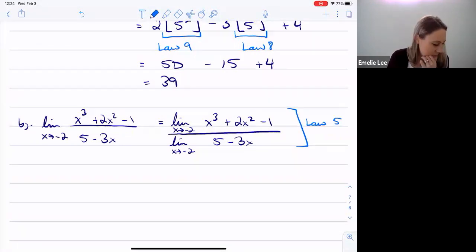I don't know why I said 11. It doesn't even come up here.